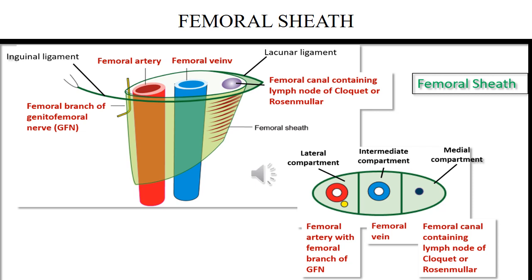The contents of the femoral sheath are the femoral artery, then the femoral vein, and then the medialmost compartment contains a lymph node known as the lymph node of Cloquet or Rosenmüller lymph node. The femoral sheath itself is divided into three compartments. The lateralmost compartment contains the femoral artery along with the femoral branch of the genitofemoral nerve. The middle compartment has the femoral vein, and the medialmost compartment has a lymph node along with some connective tissue.